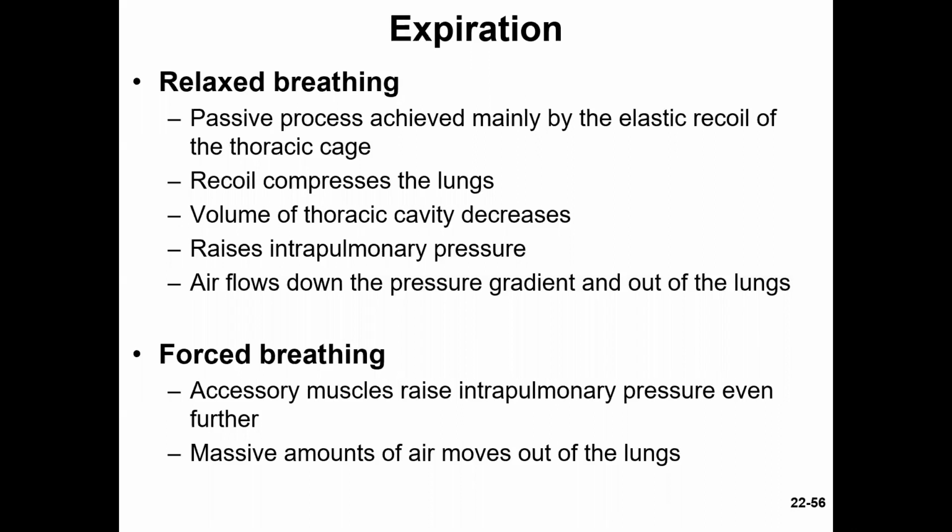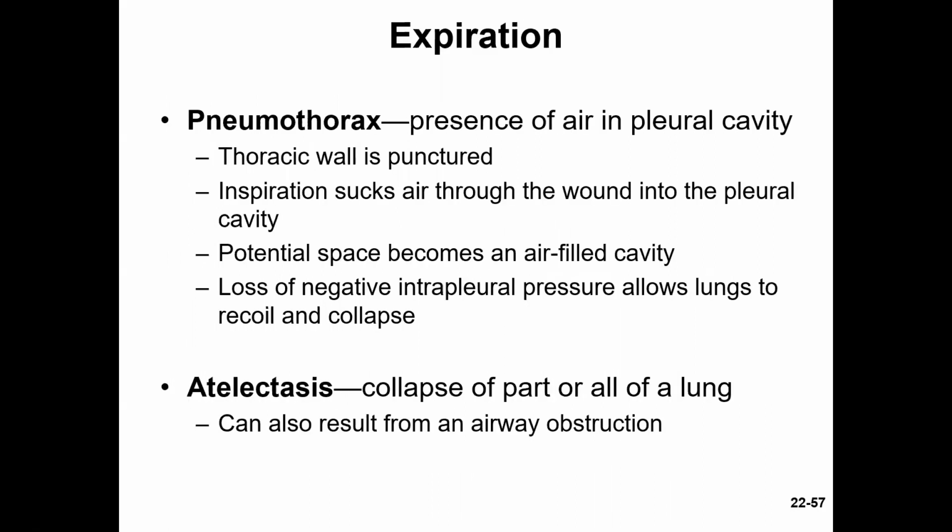inflation of the lungs. When we have relaxed breathing, this is a passive process that's achieved mainly by the elastic recoil of the thoracic cage. The recoil compresses the lung. The volume of the thoracic cavity decreases. It raises intrapulmonary pressure. Air flows down the pressure gradient and out of the lungs. When we have a forced breathing situation, the accessory muscles raise intrapulmonary pressure even further. There are massive amounts of air that can move out of the lungs with forced breathing.